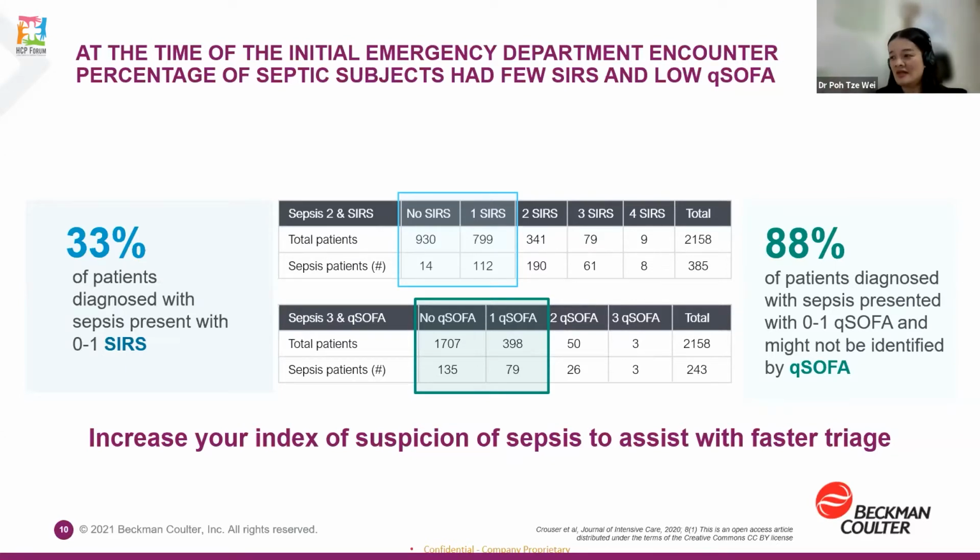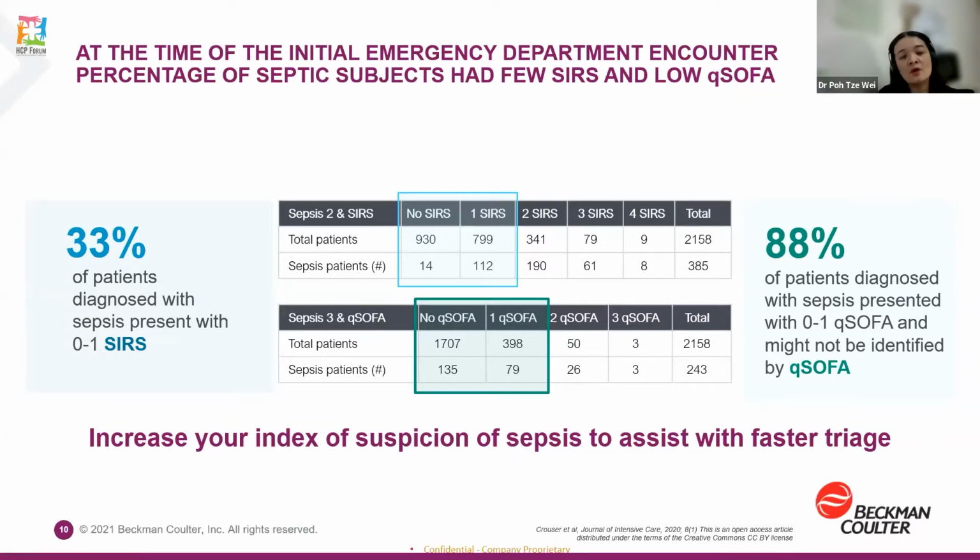So in this study, in our clinical trial study, we actually looked at the percentage of patients who had a small number of SIRS criteria or a low SOFA score. So you can see here that a full 1/3 or 33% of septic patients presenting to the ED had either no SIRS or just 1 SIRS criteria. So I think quite an ambiguous kind of presentation.